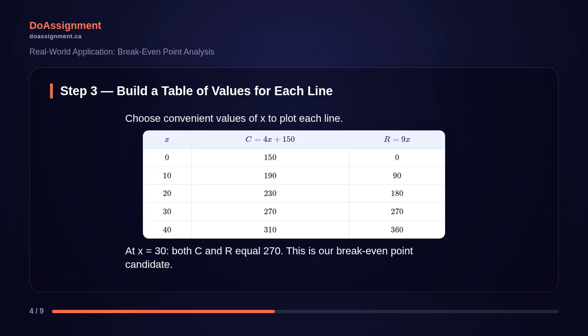Building a table of values for both lines. When x is 0, cost is 150 and revenue is 0. When x is 10, cost is 190 and revenue is 90. When x is 20, cost is 230 and revenue is 180. When x is 30, both cost and revenue equal 270. That's where the two lines should intersect. When x is 40, cost is 310 and revenue is 360.